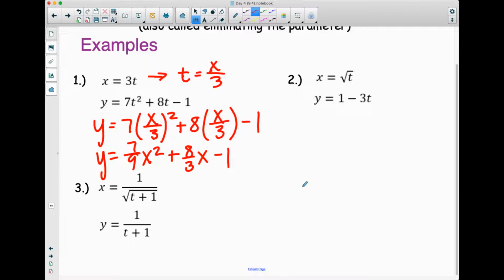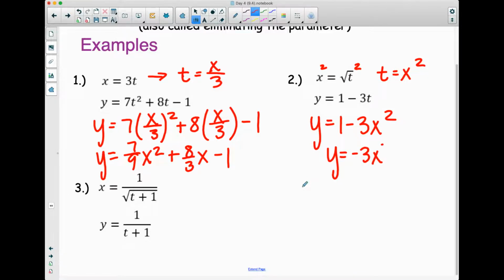Still easier to solve for x in number 2. I can just square both sides. So t equals x squared. Plug that back in. And if I just want to make sure I write it in standard form, so I know what that graph would look like. I just have to do that one, which you can do if you want.